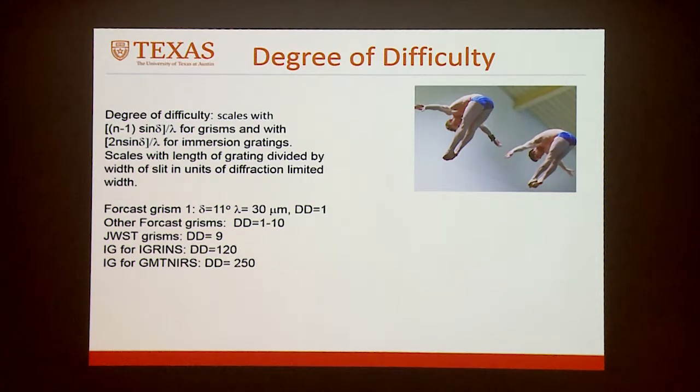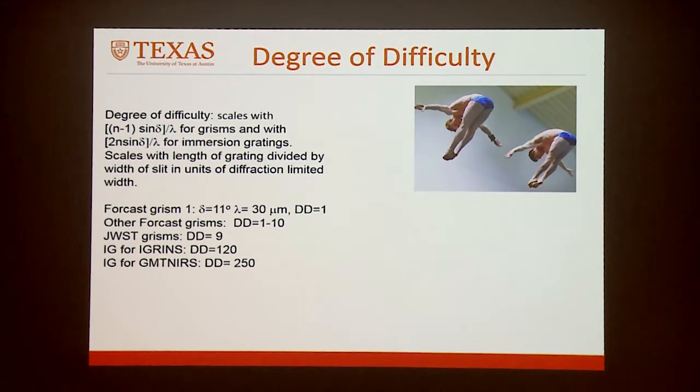So we built some transmission gratings for the FORCAST instrument on SOFIA that worked at 30 microns. Those were the first ones that were deployed, and those we called degree of difficulty 1. So just like the divers in the Olympics, if they do a triple somersault with a half twist, that has degree of difficulty X, and if they do a quadruple somersault with a double twist, it's more difficult. So we got more difficult with time.